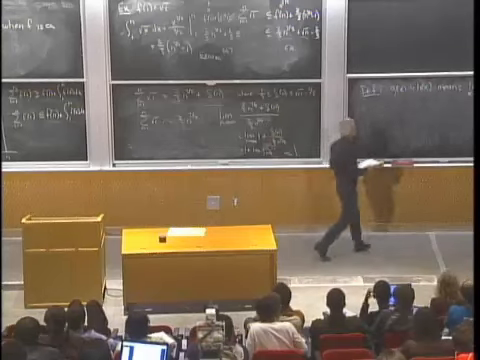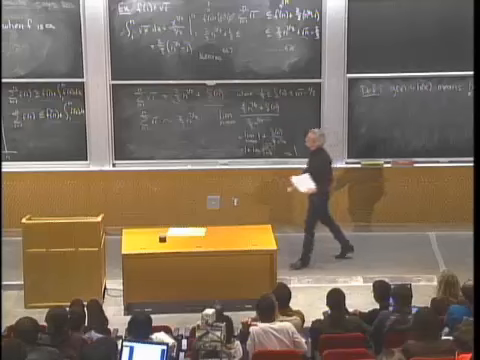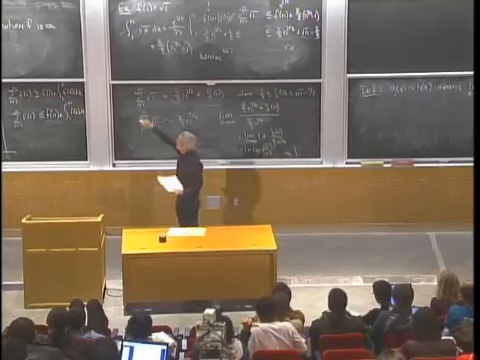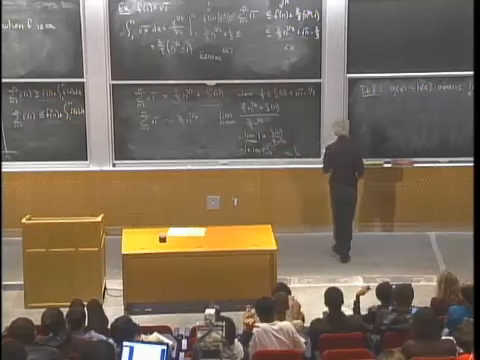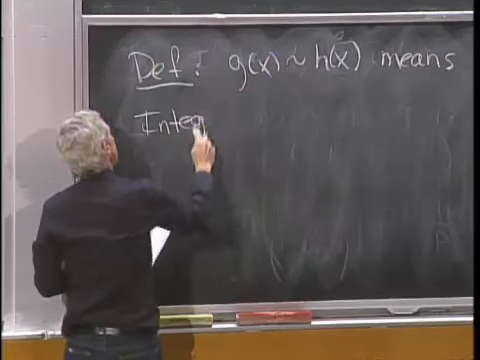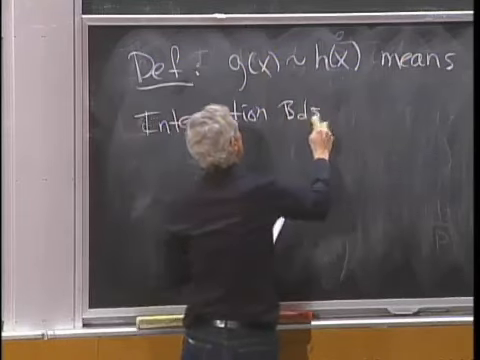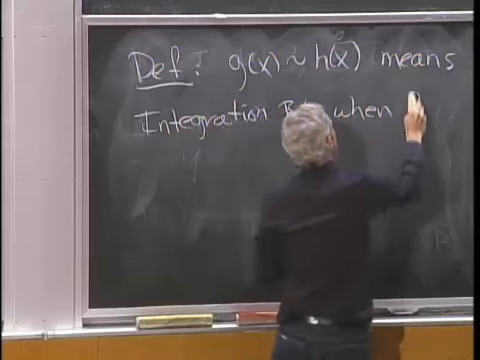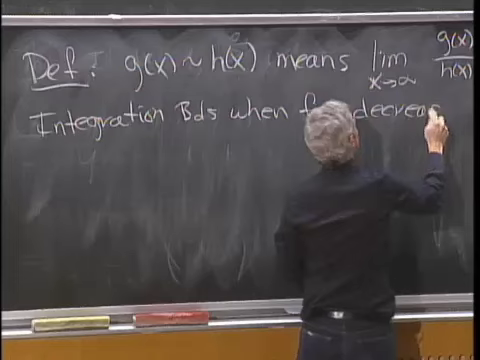All right, there's one more case to consider. Now we're going to go back to the integration bounds, and that is when f is a decreasing function. We're going to do the analysis for that, and then we'll be all done. So we're going to look at integration bounds when f is decreasing and positive still.